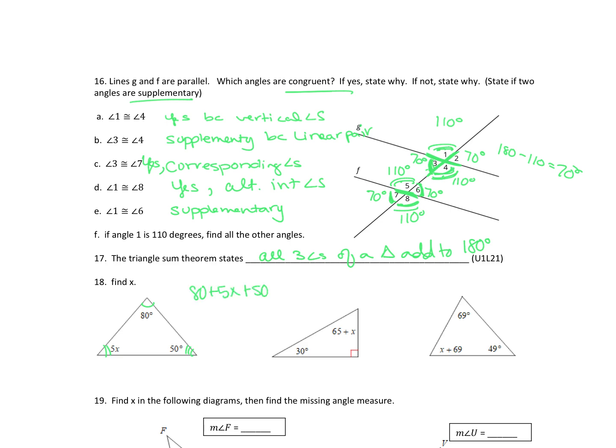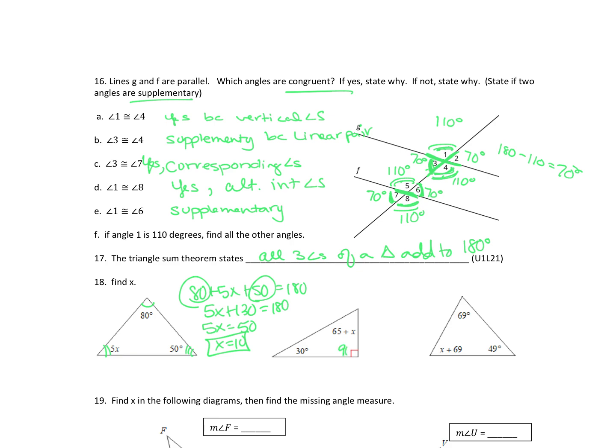In an equation, adding them all up and setting them equal to 180. And 80 and 50 are like terms, so 5x plus 130 equals 180, so 5x equals 50 when I subtract, so x is 10 for 18.